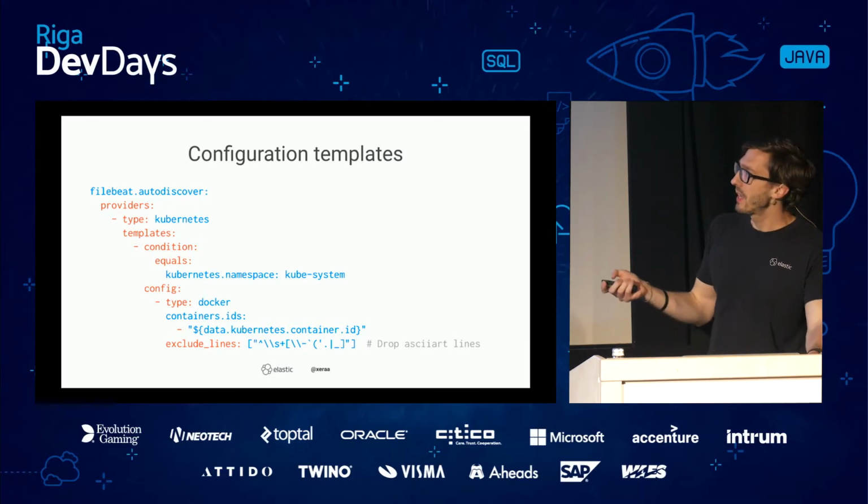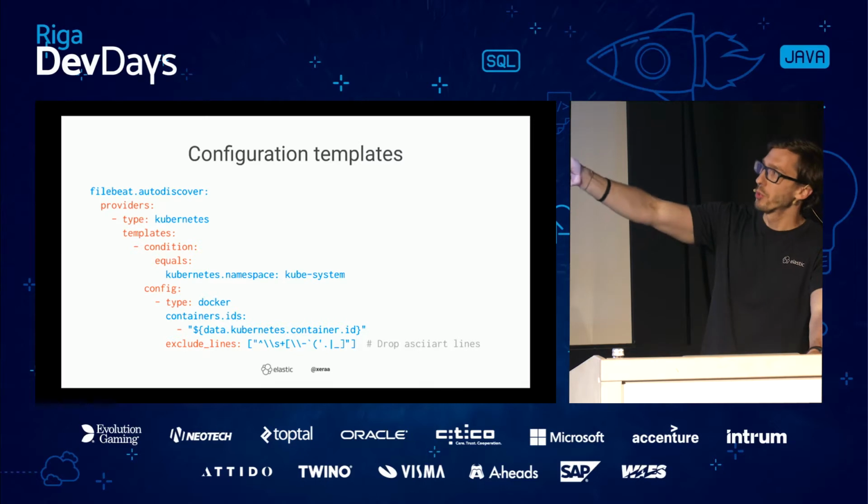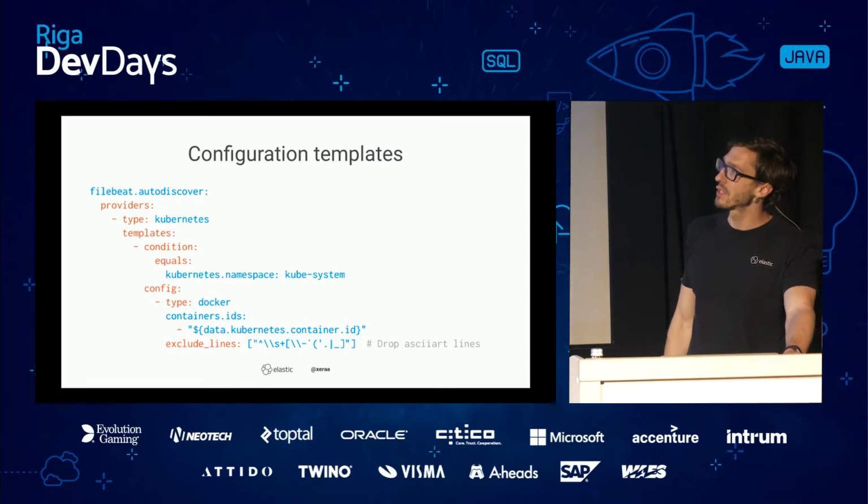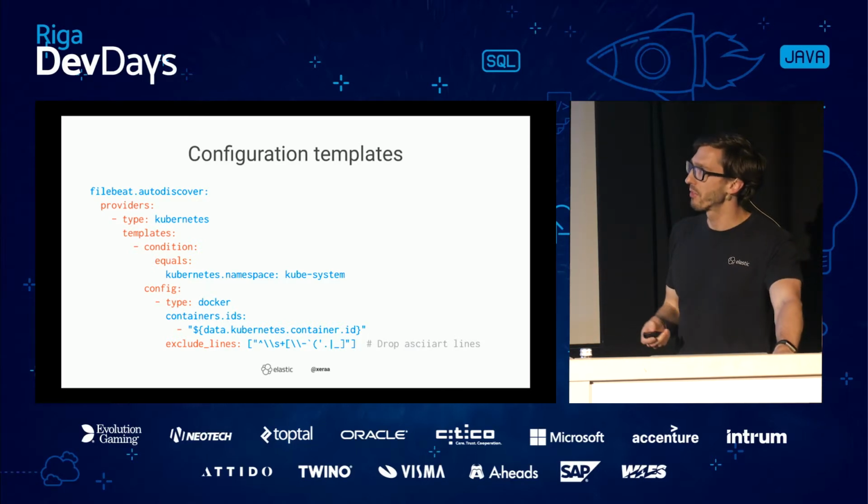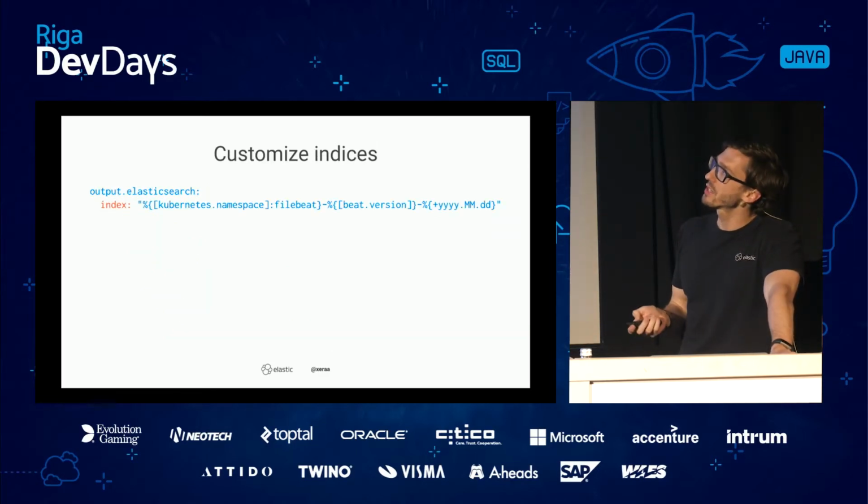You can also drop the ASCII art again, which, well, the Kubernetes namespace is just the same thing. Whatever makes sense here, maybe the Kubernetes namespace should be Redis or whatever. And then you can drop the ASCII art again.